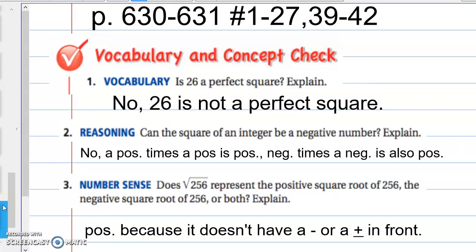All right, to get started on your homework assignment together like we normally do in class, I'm going to get started on 1, 2, and 3 with you. So question number 1 says, is 26 a perfect square, and explain? Well, 26 is not a perfect square.